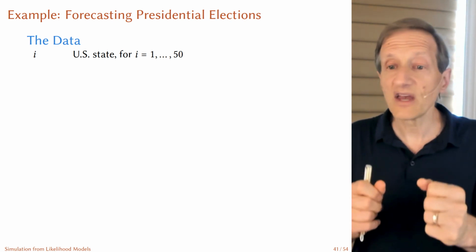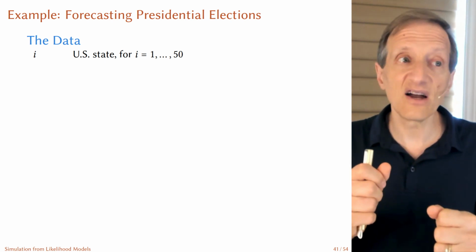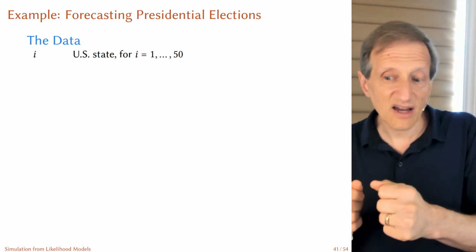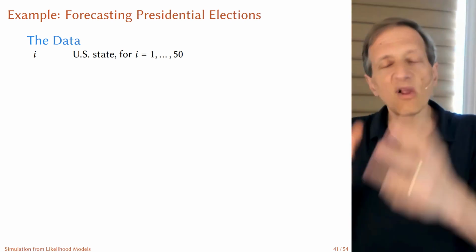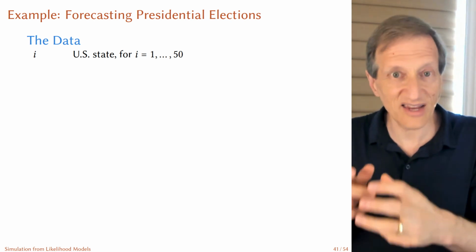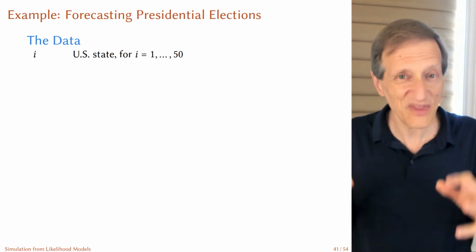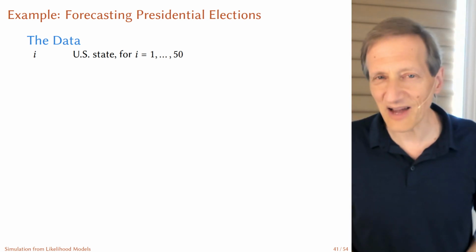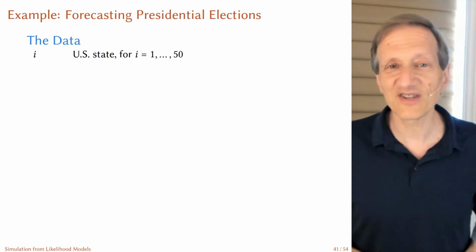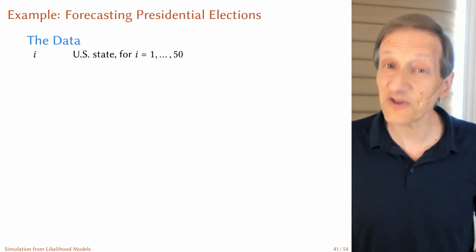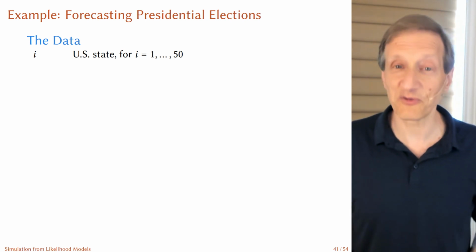Whoever wins a plurality of the votes in each state gets all of the electoral college delegates in that state. So there's a separate election in each state. Then the electoral college delegates get sent up, winner take all in each state, and whoever wins a majority of the electoral college delegates gets to run the country for 4 years.